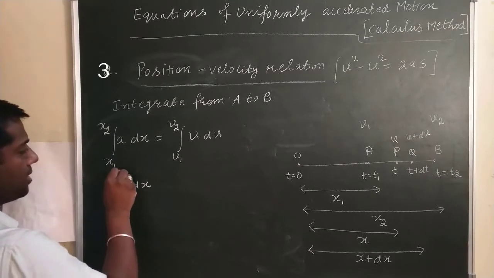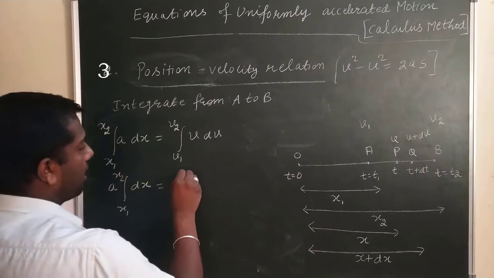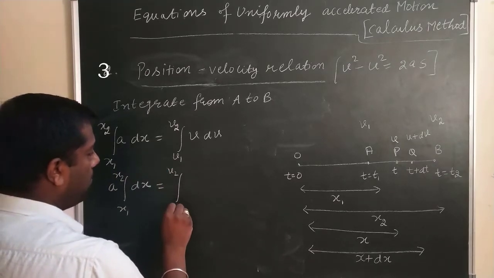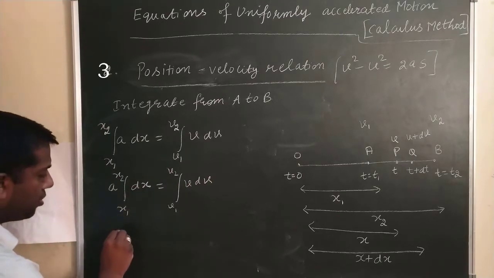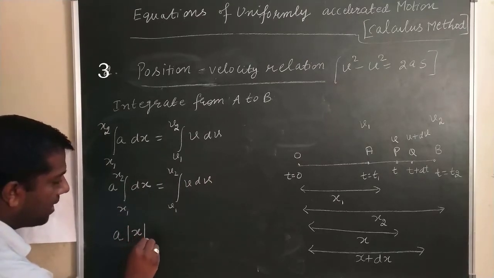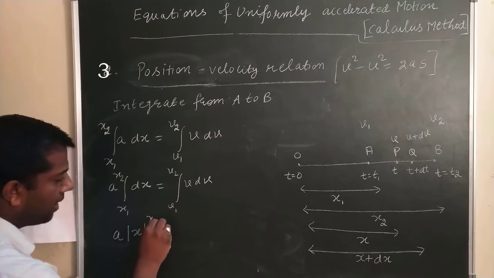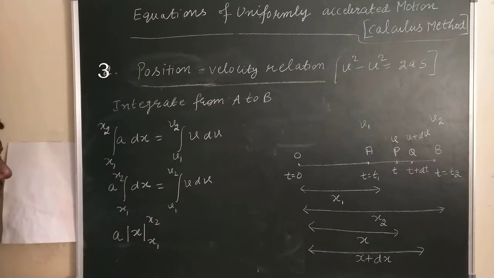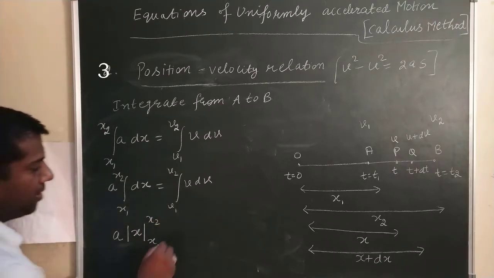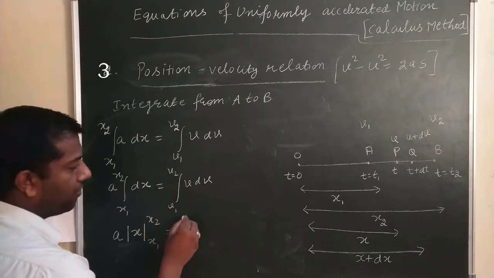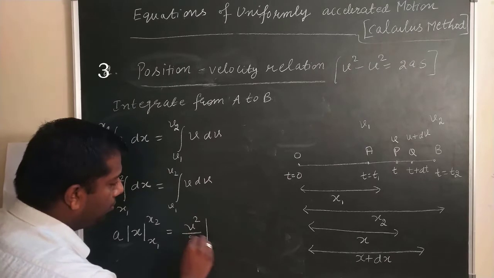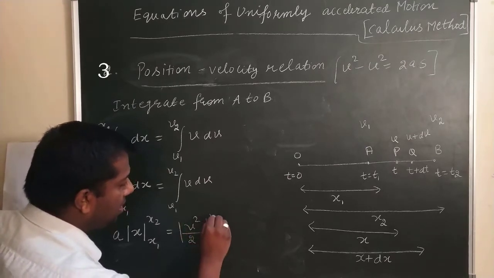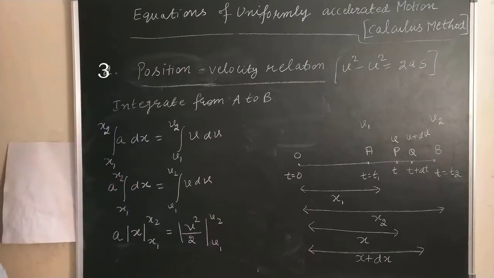On the right hand side we have this equation. The integration of dx is simply x. We will again write down the limits: x1 is the lower limit and x2 is the higher limit. And the integration of v dv is what? It is v square by 2, with the limits v1 to v2.